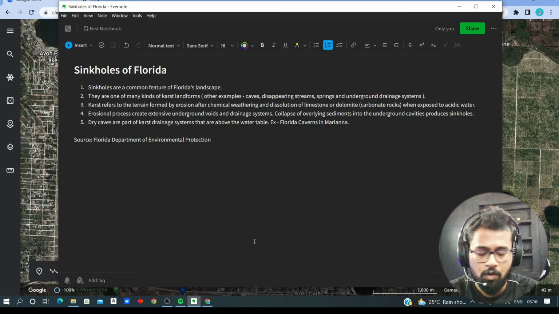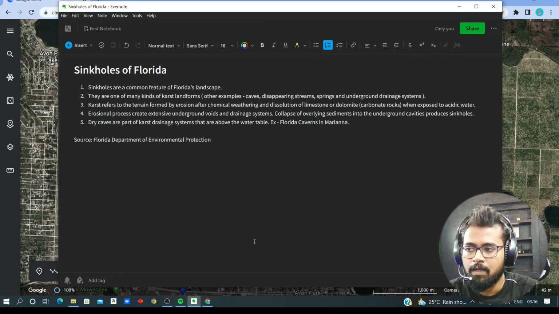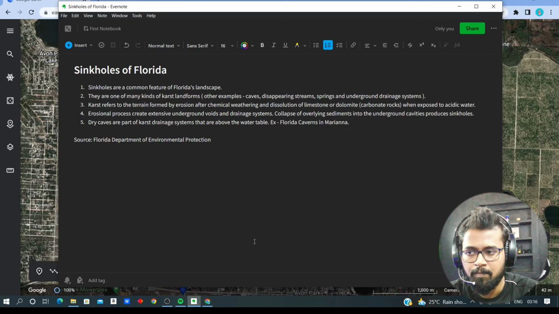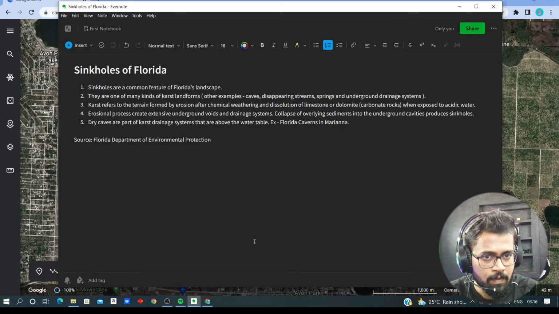So sinkholes are a common feature of Florida's landscape. Okay, the state of Florida. They are one of many kinds of karst landforms. So there are many types of karst landforms like caves, caverns, or disappearing streams, springs, underground drainage systems, stalactites, stalagmites, right, etc., etc.